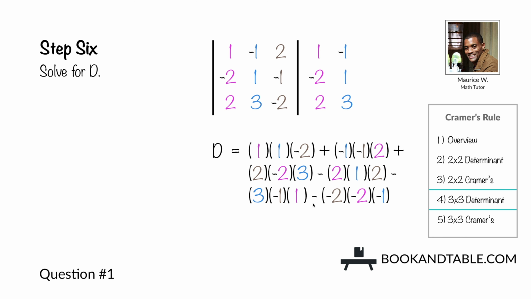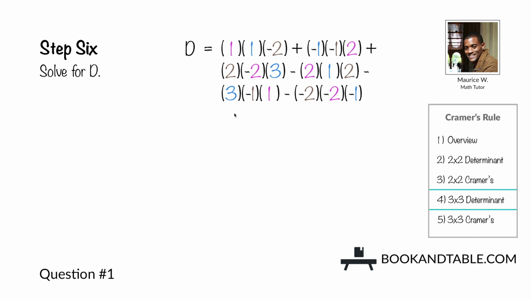So now step 6, we can solve for d by evaluating this expression. So let's put the matrix to the side. And we see d is equal to 1 times 1, which is 1. 1 times negative 2 is negative 2. Plus negative 1 times negative 1, which is positive 1. Positive 1 times 2 is positive 2. Plus 2 times negative 2, which is negative 4. Negative 4 times 3 is negative 12.